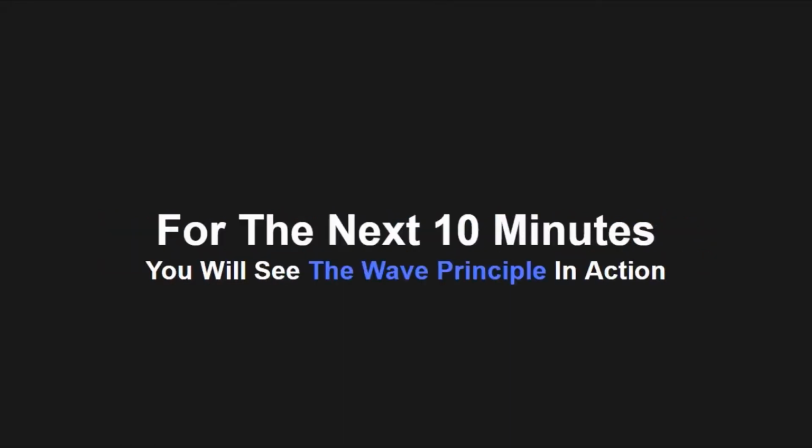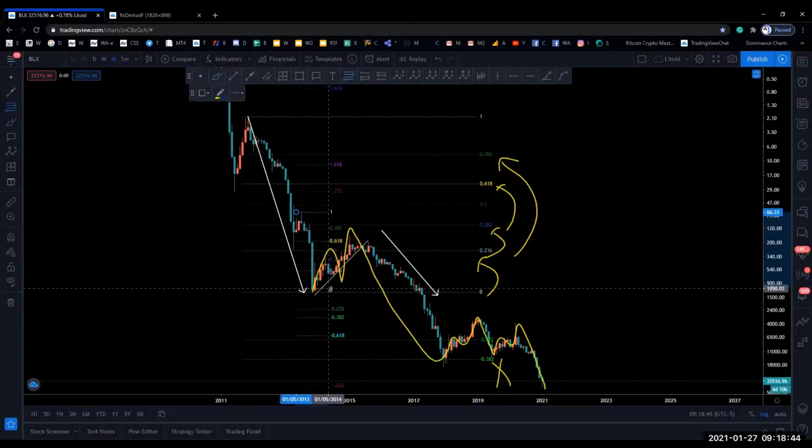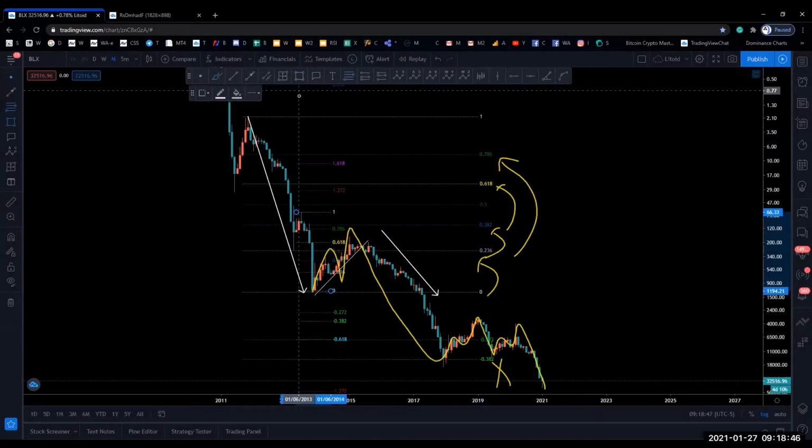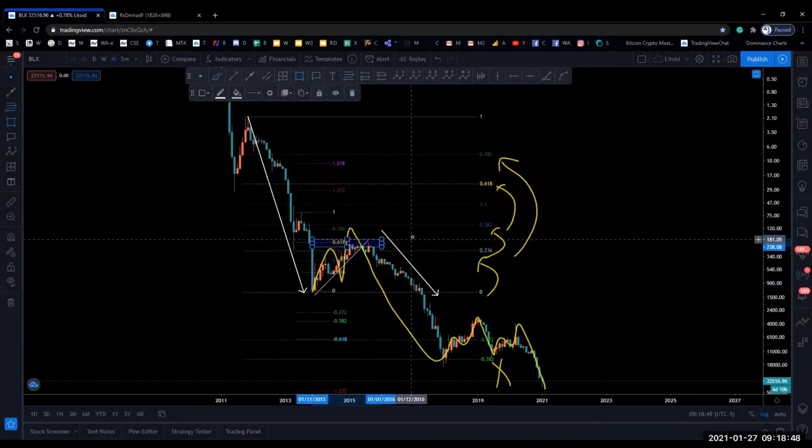For the next 10 minutes, you see the wave principle in action. I recommend you silence your phone, remove any distractions, and pay attention to the next video, because what you're about to see can change the way you view any market forever. Let's begin. Of movements, and watch where the price came back, 618.